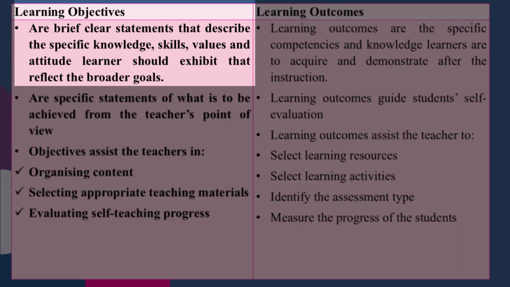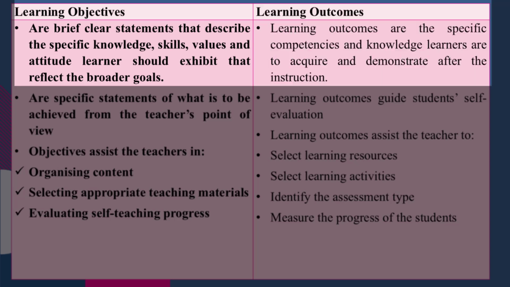As you can see on your screen, learning objectives are brief, clear statements that describe the specific knowledge, skills, values, and attitude learners should exhibit that reflect the broader goals. On the other hand, learning outcomes are the specific competencies and knowledge learners are to acquire and demonstrate after the instruction. I hope you can see the difference.